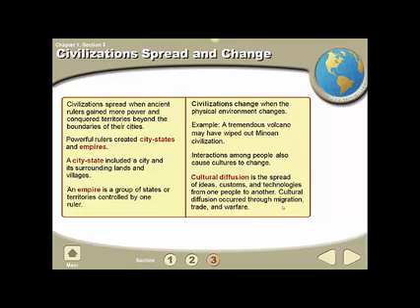Cultural diffusion occurred through migration, that's people moving from one place to another. Trade, the bartering, selling, buying of goods. Interaction with people, and of course warfare. When people conquer another land, they bring their customs and they adapt the customs of the people that were already there. So there's your cultural diffusion.